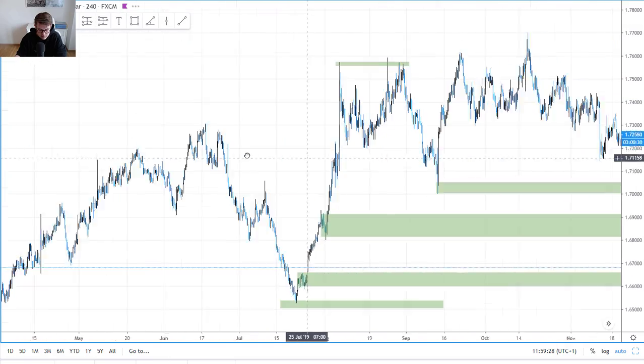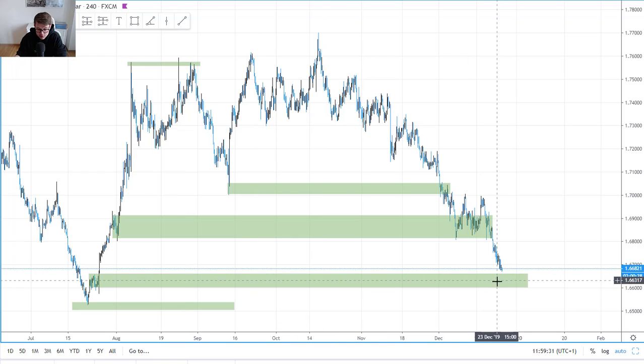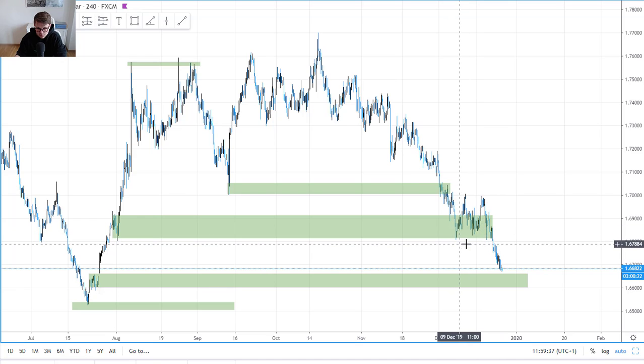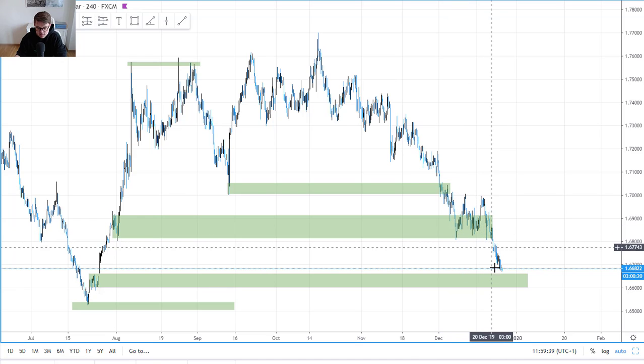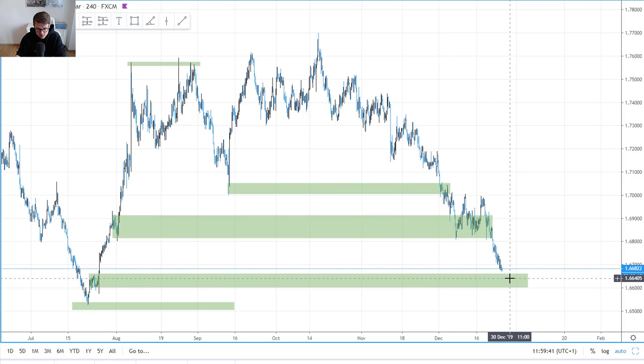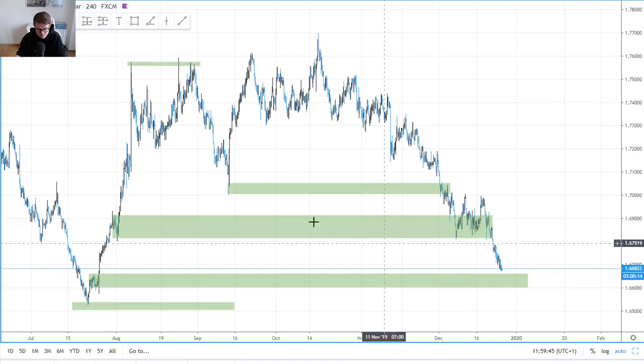So let's zoom out and you can see the market is very close to the level. It did pay a little bit of attention to this one. It at least led to a consolidation for 2 weeks, but the market is on its way to this area, and I'm really excited to see what the market is going to do once it gets there.